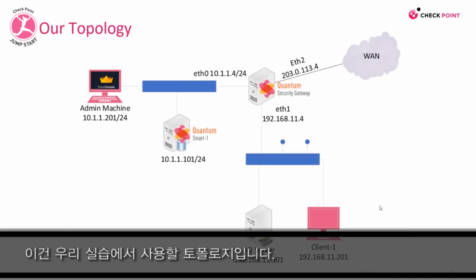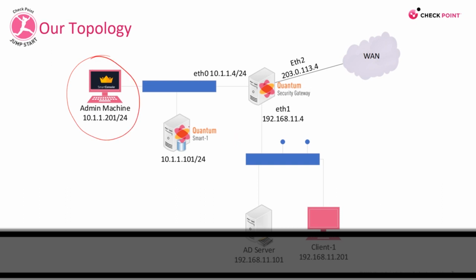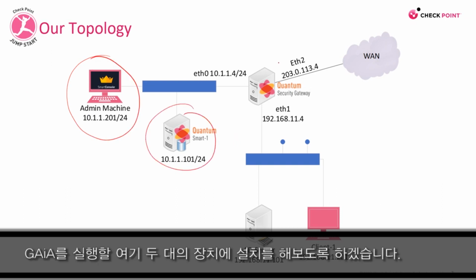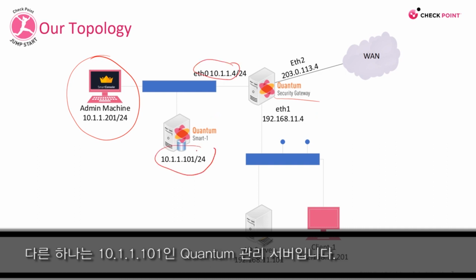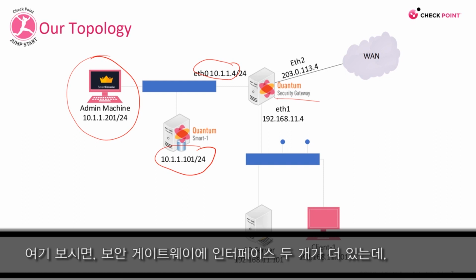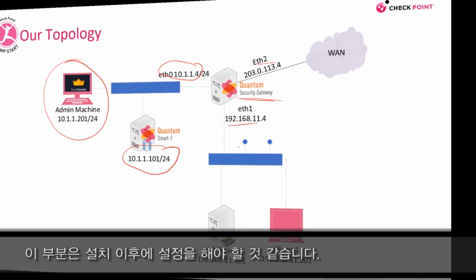This is the topology that we'll use in this demo. I'm currently connected from the admin machine, and I'm going to install these two machines which will run Gaia. One box is going to be my quantum security gateway with the IP address of 10.1.1.4 and the quantum management running 10.1.1.1. Notice that my security gateway has two additional interfaces which I'll need to configure after the initial installation.